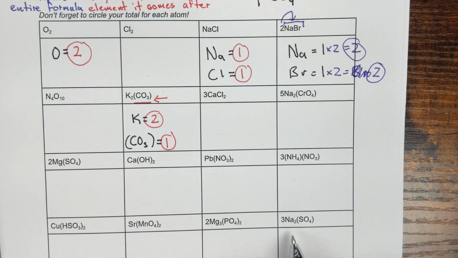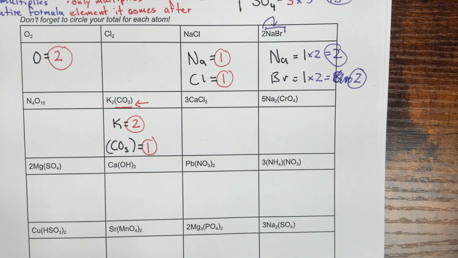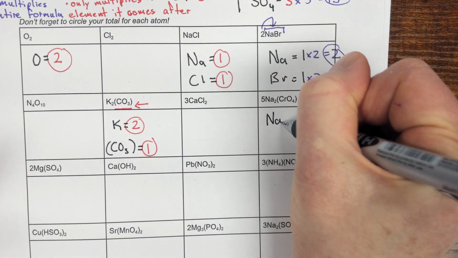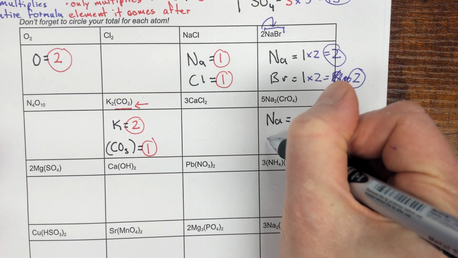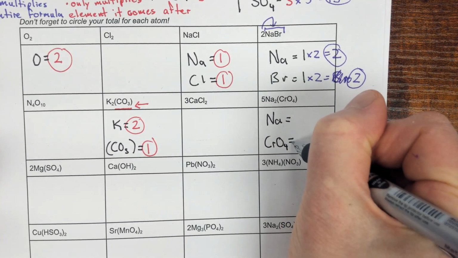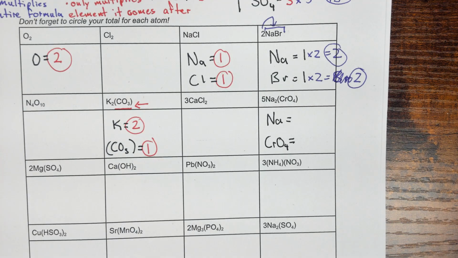All right, so let's see. We will go to this one. And in this case, now we're adding in a coefficient with a polyatomic ion, but the process just stays the same. Na, and I'm going to write that entire CrO4 out. That's called chromate, but you don't have to know that. You just copy everything inside those parentheses.